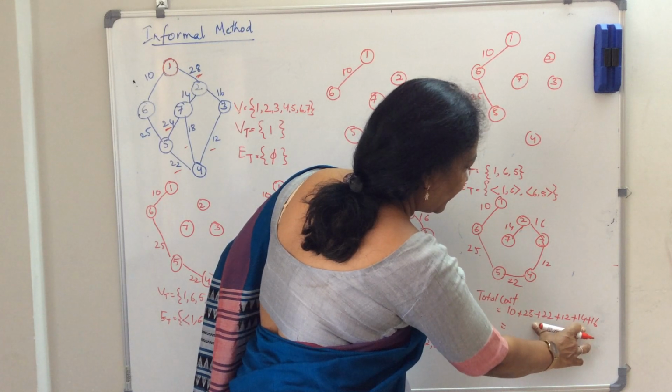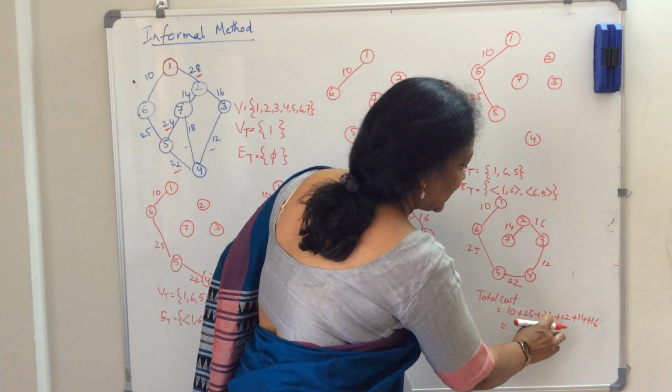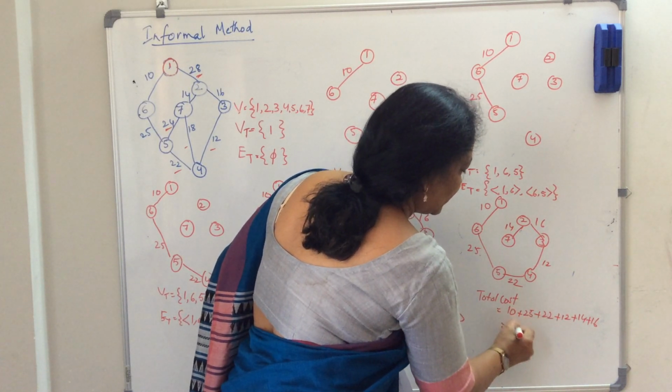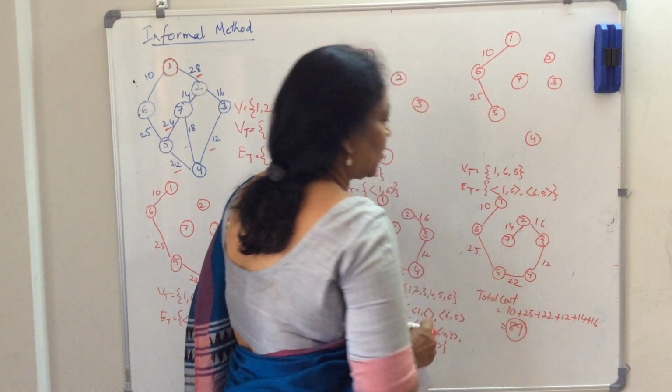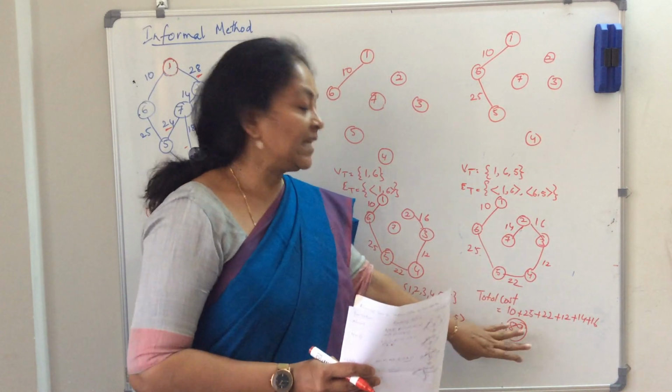45 and 67 and 89. So this becomes 89. The cost of this particular spanning tree is 89.